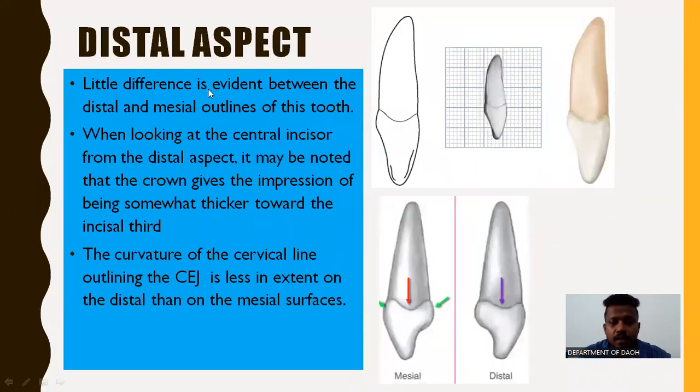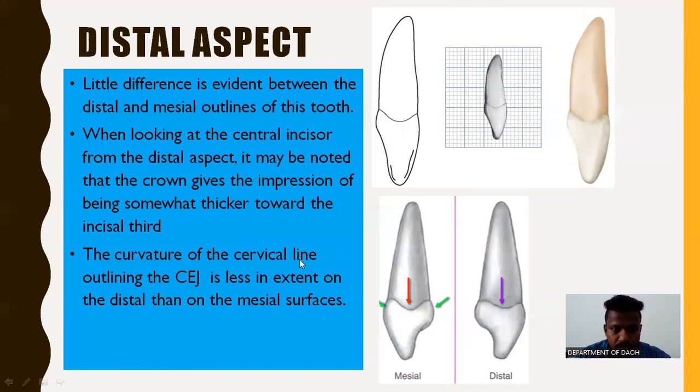Going on to the distal aspect, very little difference is evident between the distal and mesial outline of the tooth. When looking at the central incisor from the distal aspect, it may be noted that the crown gives the impression of being somewhat thicker towards the incisal one third. So you can see here, it is comparatively thicker towards the incisal one third.